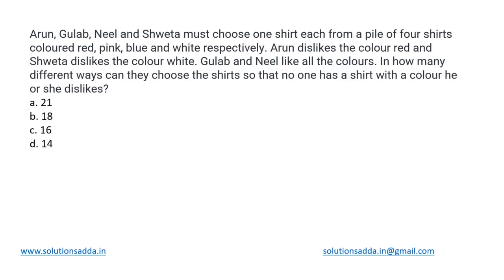This is a PNC based question. There are four friends, Arun, Gulab, Neil and Shweta. They must choose one shirt each from a pile of four shirts colored red, pink, blue and white. And it is said that Arun dislikes the color red. So let us denote it by this. Arun dislikes red. Shweta dislikes white. So this is how we'll denote that.